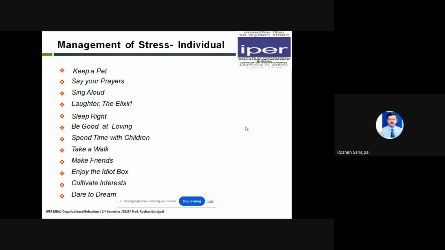So how do you deal with these stressful conditions? How do you manage stress? First is keep a pet. That will be a kind of stress buster.